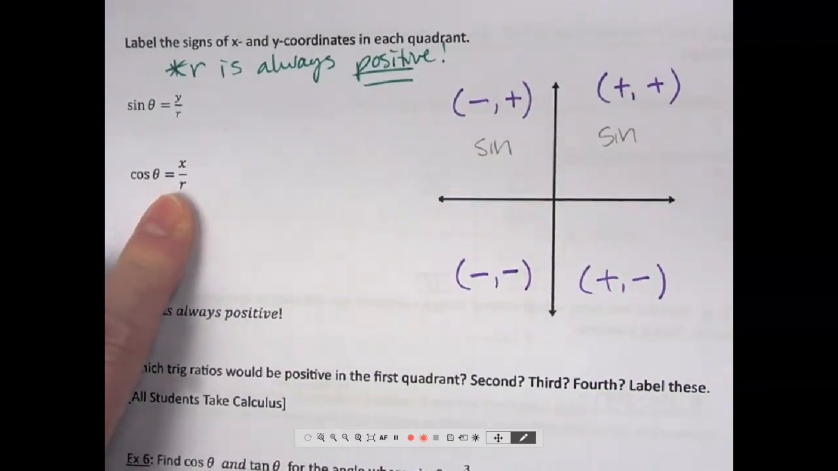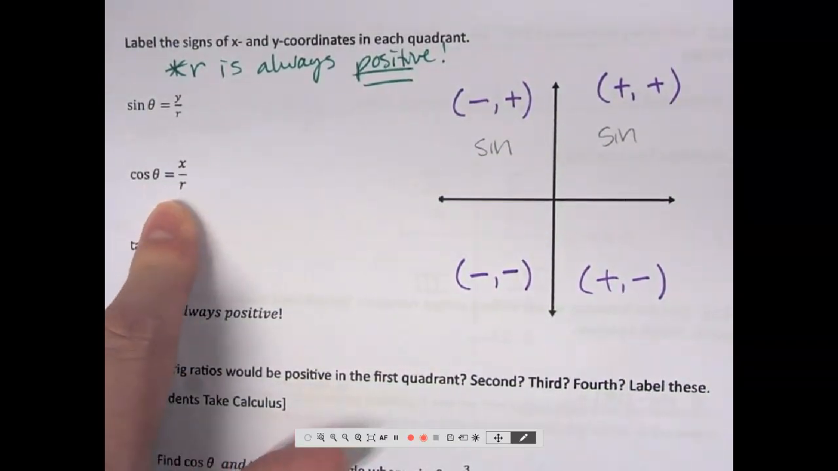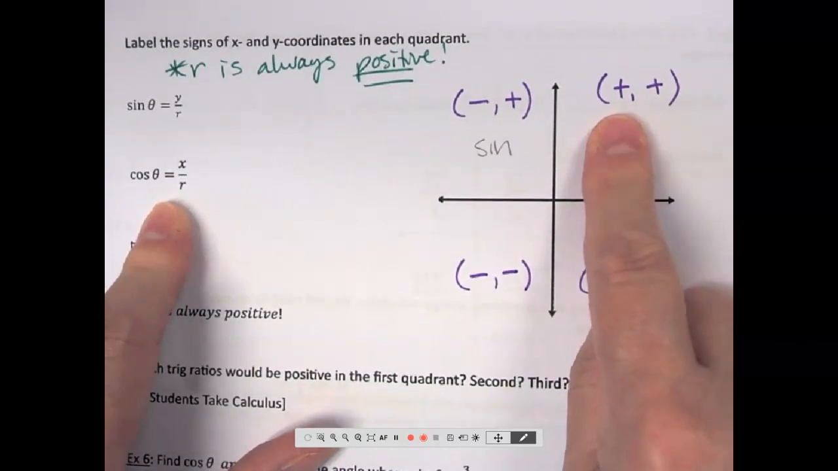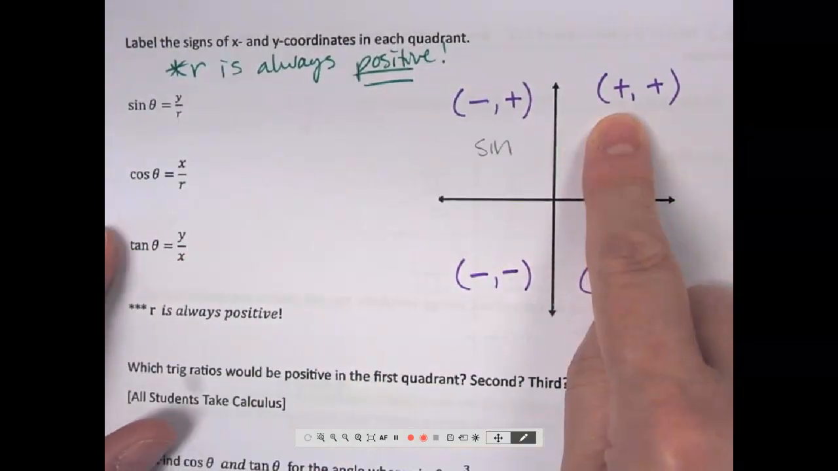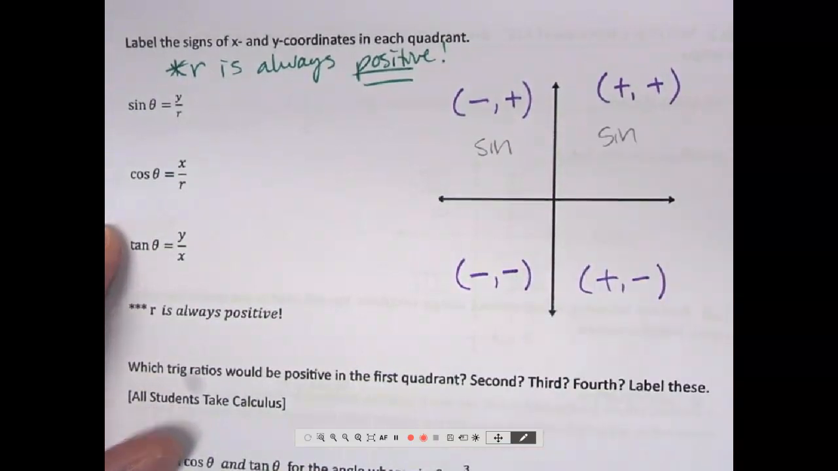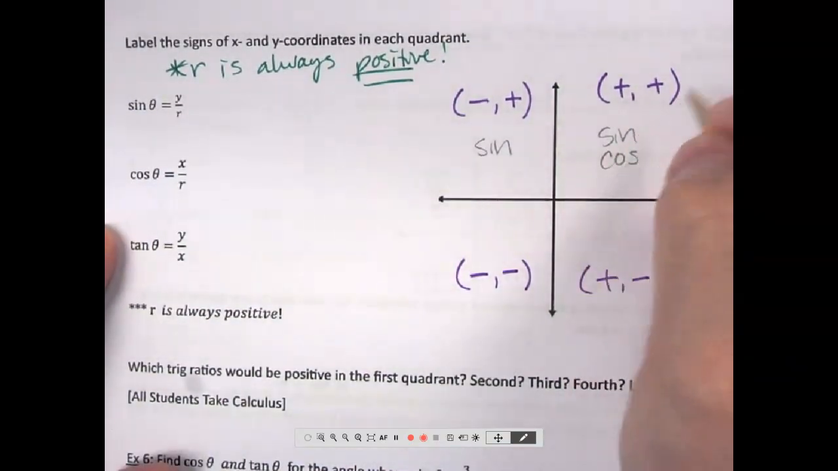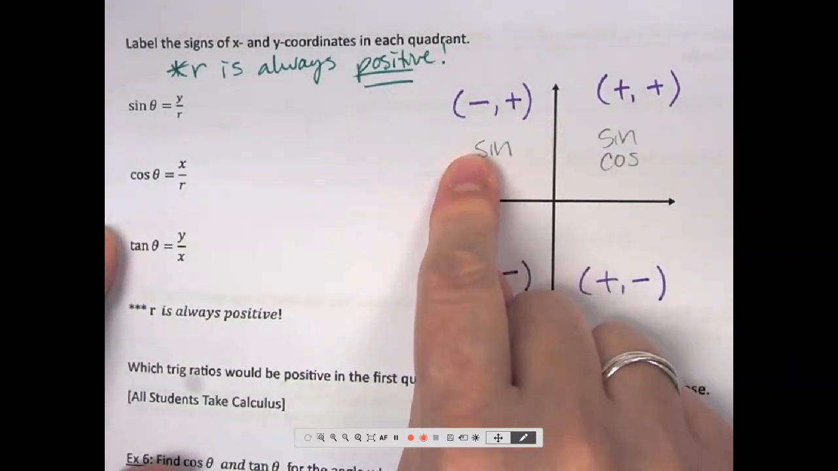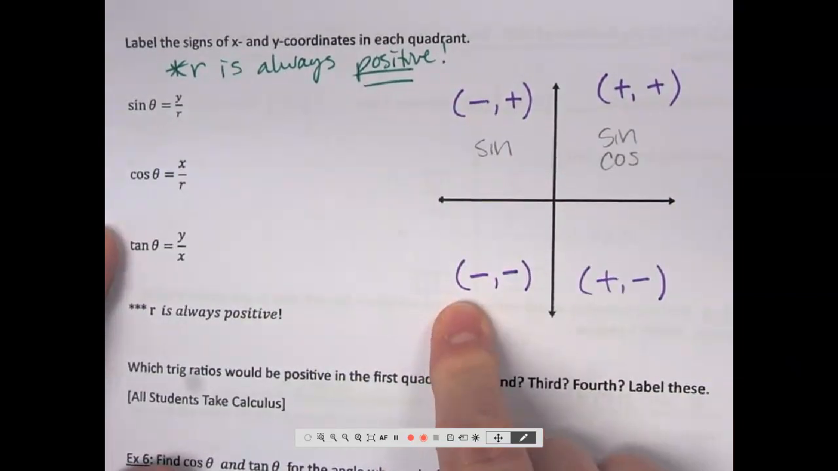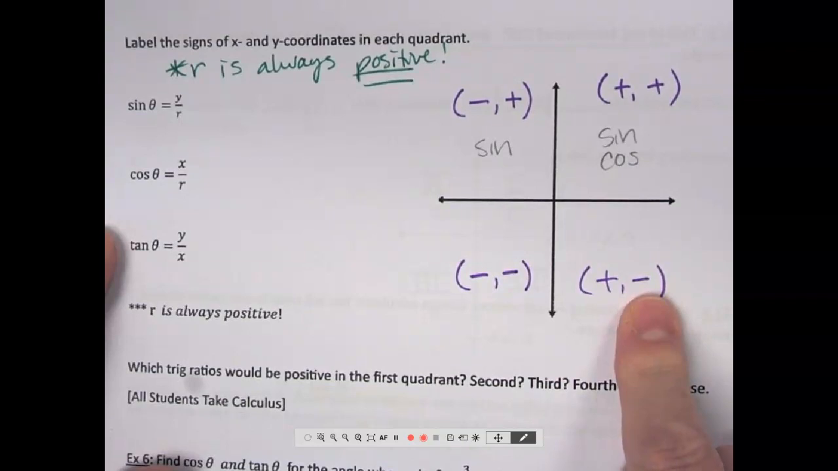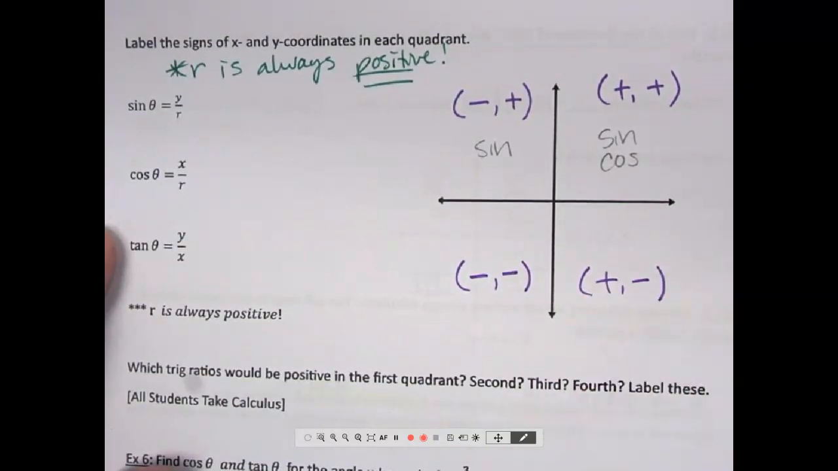Okay, we're going to go through and do the same thing with cosine. Cosine is X over R. So if I took these X coordinates and put them over R, which is always positive, would that be positive? Yes, it'd be a positive over a positive. Okay, would cosine be positive here? No, because the X's are negative. Would cosine be negative here? No. Would cosine be negative or positive here? Positive.